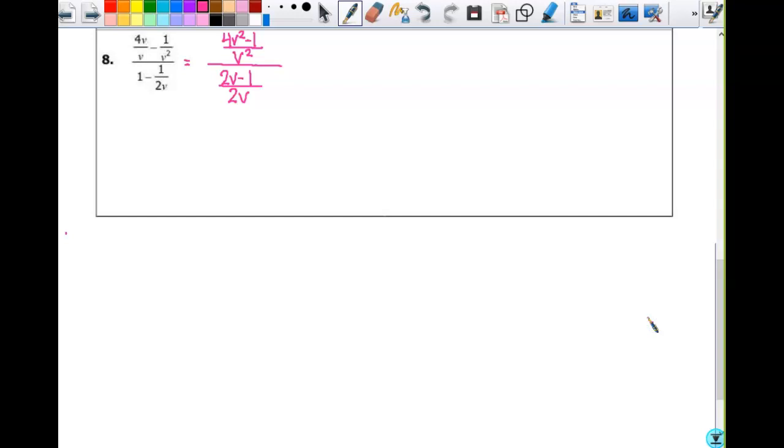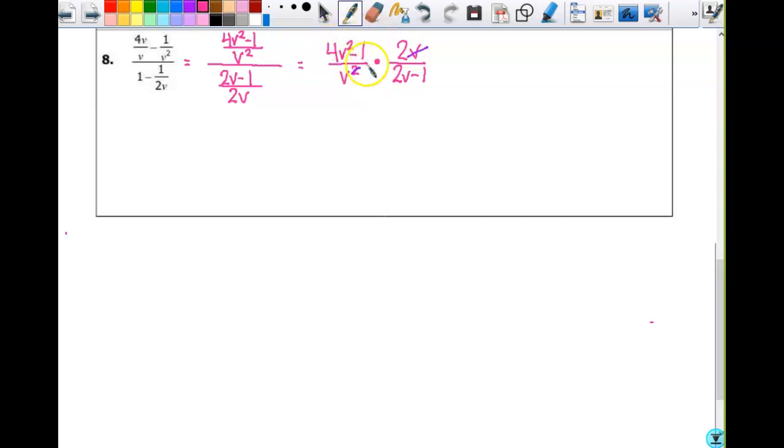Okay, so now that I have one fraction over one fraction, now I can change this to multiplication. This can become 4v squared minus 1 over v squared times, and make sure you take the reciprocal, 2v over 2v minus 1. So I can reduce a little bit right here. I can cancel this v with one of those. It's really all I can do at this point.